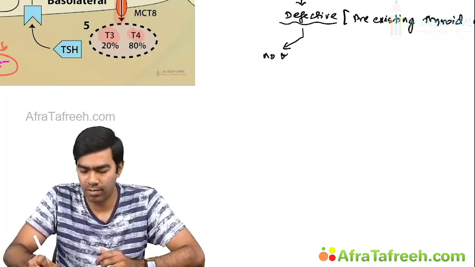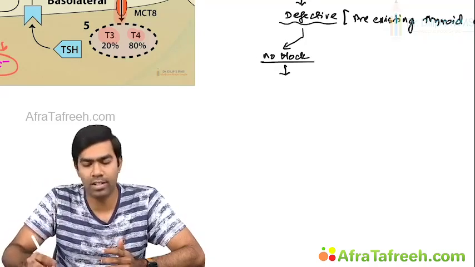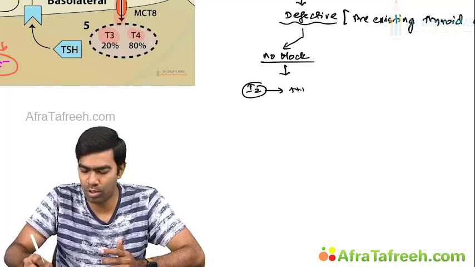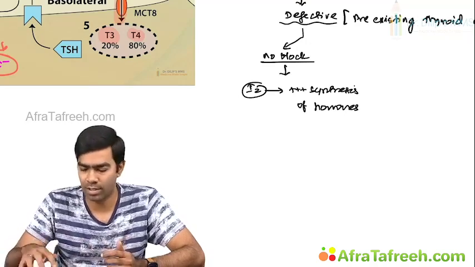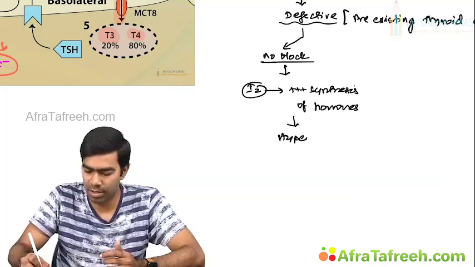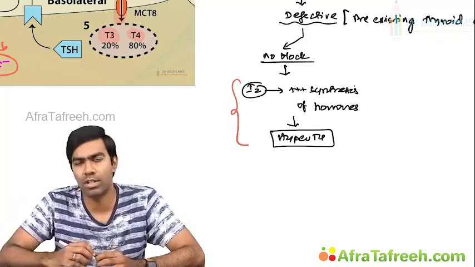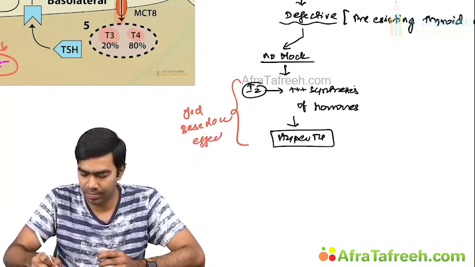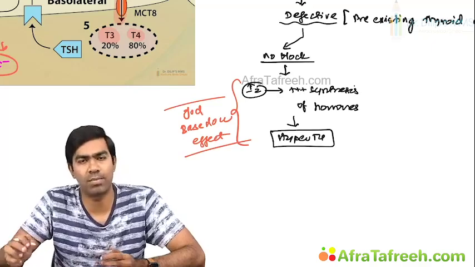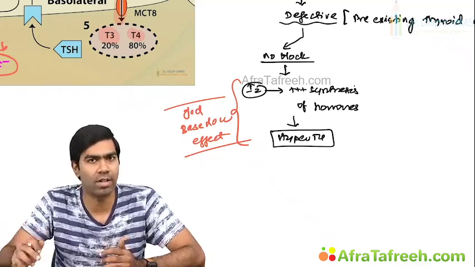One, they will not have any block at all, which means there will not be any Wolff-Chaikoff effect at all. Instead, whatever iodine you give, this iodine will only promote synthesis of thyroid hormones. They will not cause any block at all. This is one of the forms of defective autoregulation, and this is going to result in hyperthyroidism, not block and hypothyroidism. So this is what we refer to as the Jod-Basedow effect. So the Jod-Basedow effect will operate whenever you have a defective autoregulation when the patient has a pre-existing thyroid disease. And this effect is really important because that is the reason why we treat thyroid storm in a slightly different way. I'll explain to you in some time.